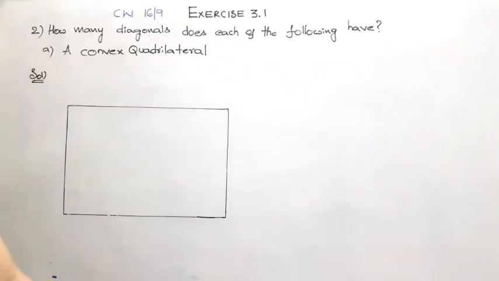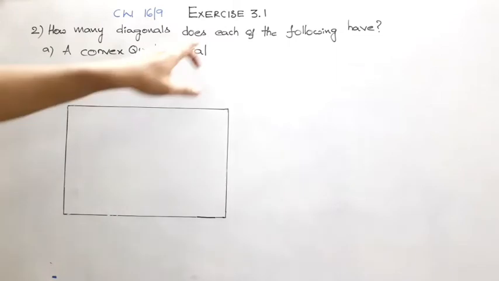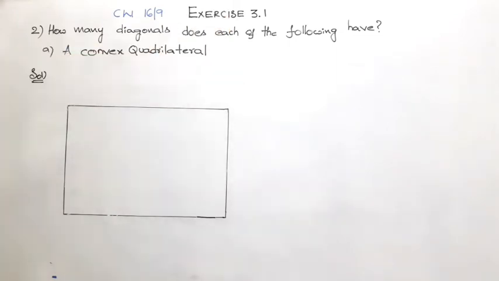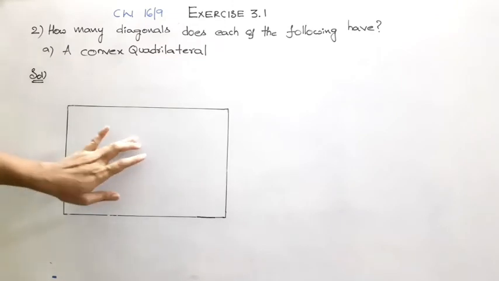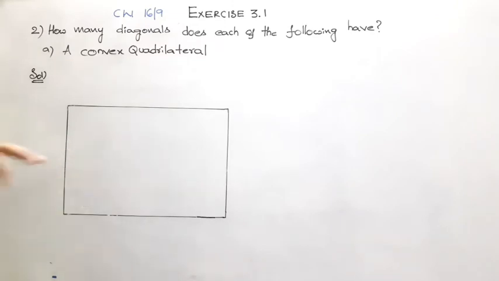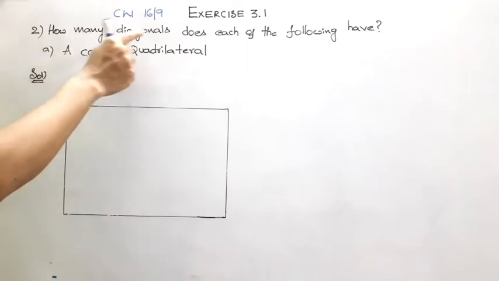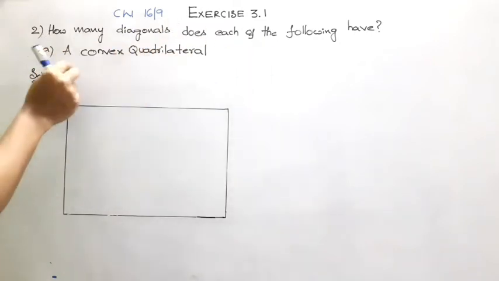So today we are going to continue our exercise 3.1 with the second problem. Though the concept looks simple, these are very useful concepts. So please follow the instructions very carefully and try to understand the concepts beyond each question. How many diagonals does each of the following have?